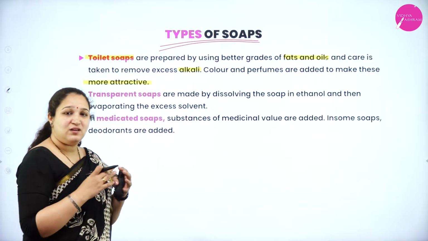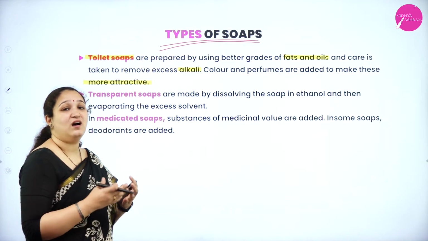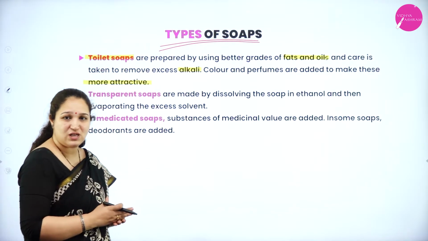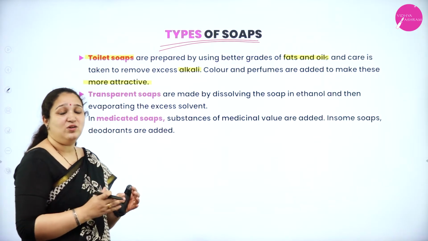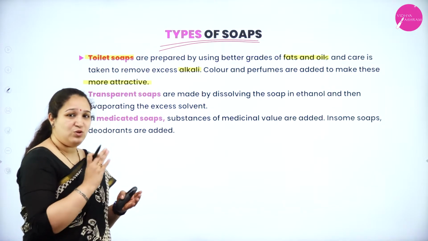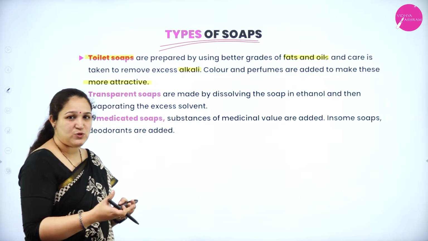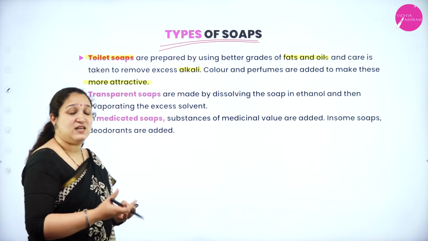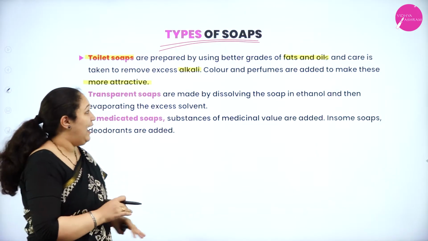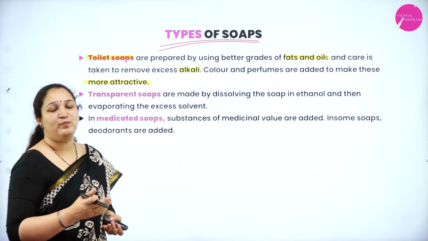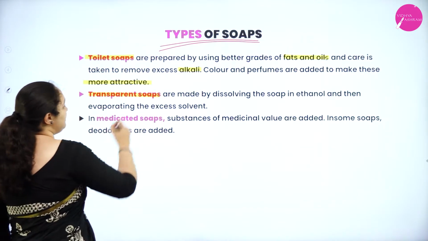So what is it? The grade of fat which they are using during saponification is a very good one, and some essential oils are also used. Okay. So fats and oils which are used are taken of a better grading, and then during the saponification process, whatever alkali which we are adding, that is NaOH, if it is there in excess, it is taken care that it is removed so that it is not harming the skin, and color and perfume can be added to make it more attractive. These are toilet soaps.